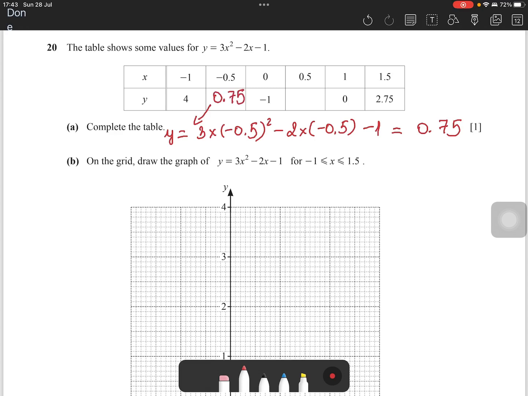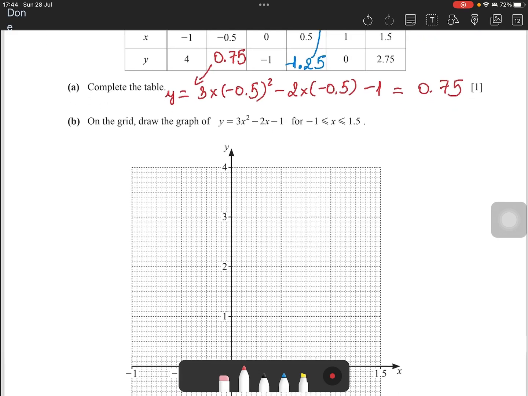And we do the same for the second value. For this, y is equal to 3 multiplied by 0.5 squared minus 2 times 0.5 minus 1. So the answer is negative 1.25. B. On the grid, draw the graph of y equals 3x squared minus 2x minus 1 for x from negative 1 to 1.5. So we need to plot all of these points in the table.